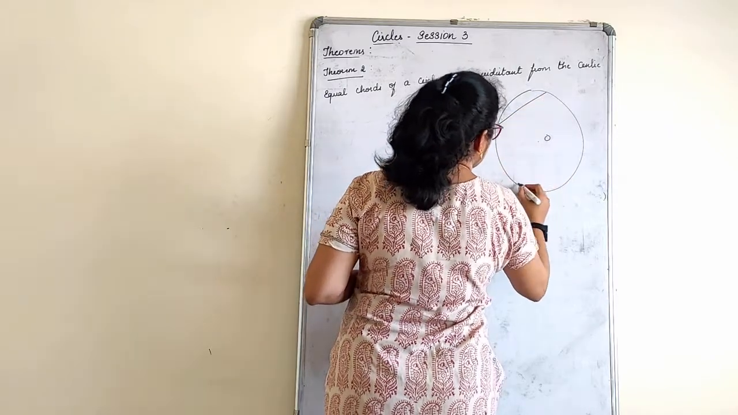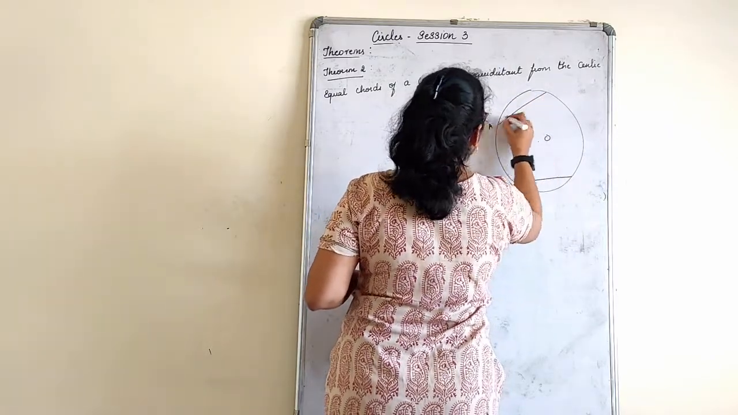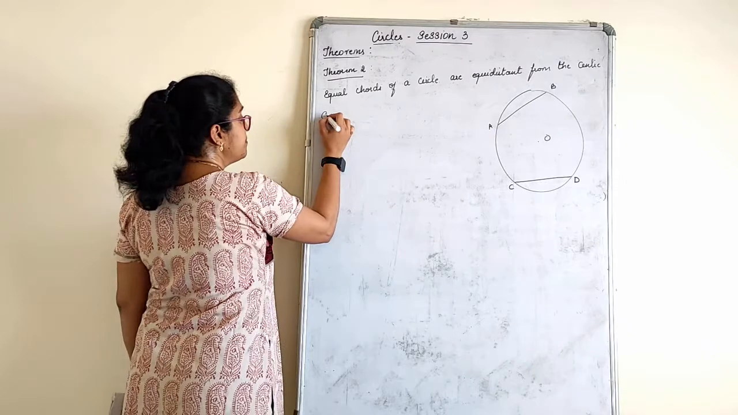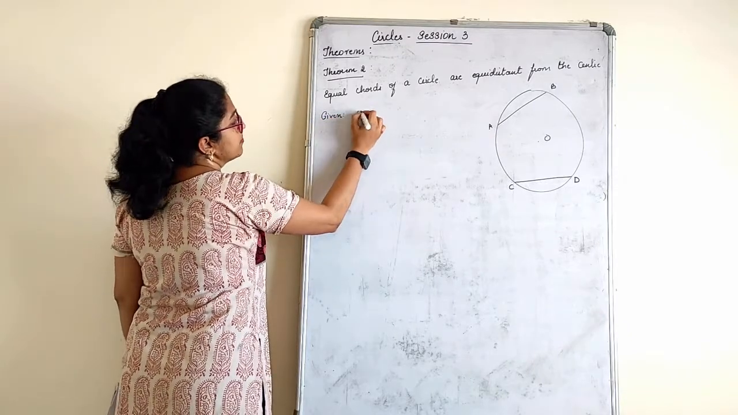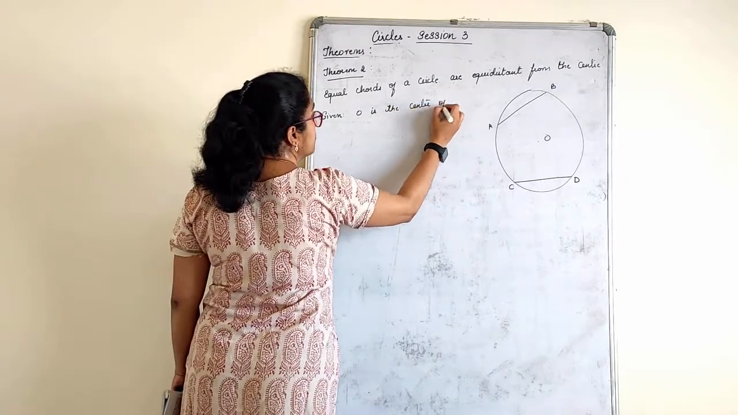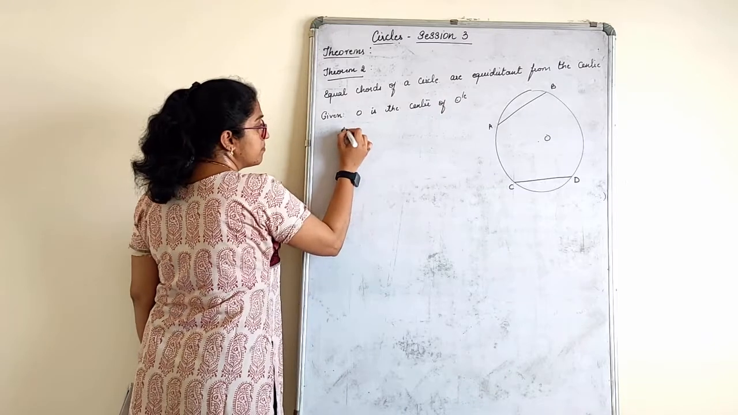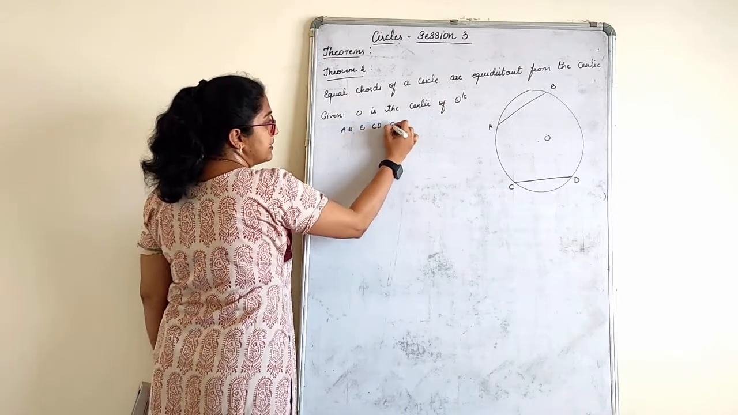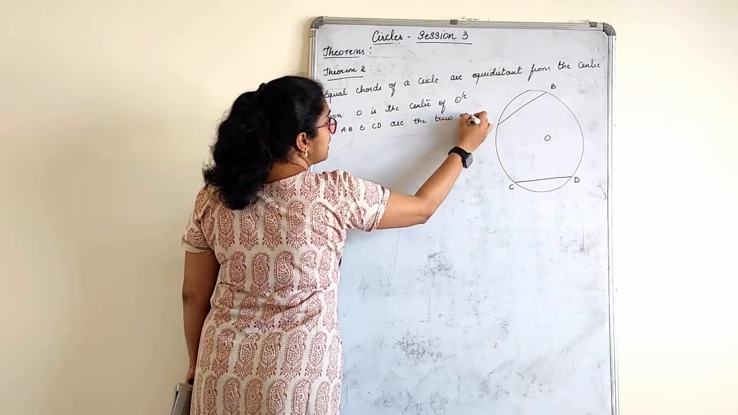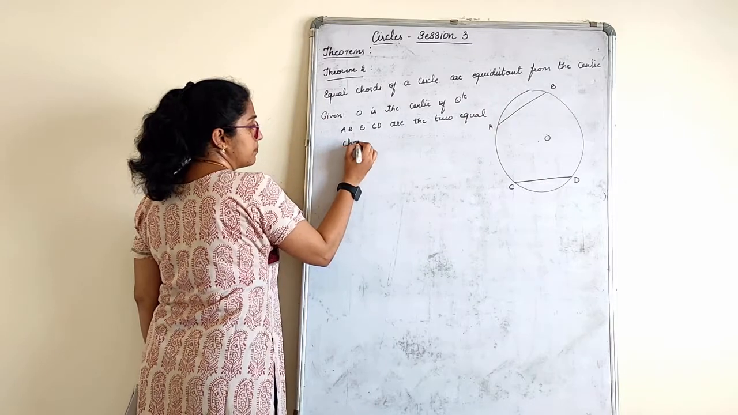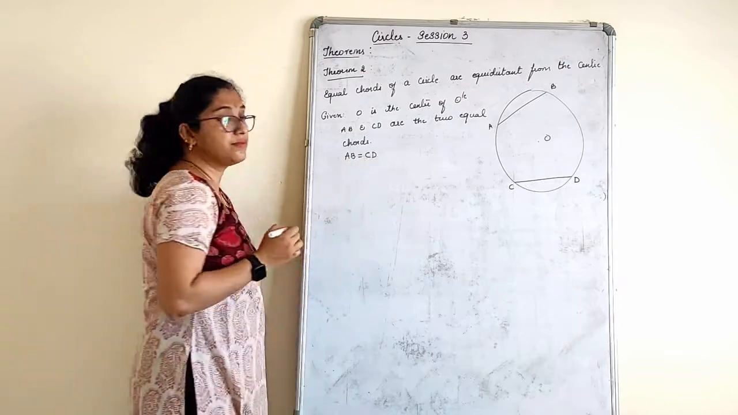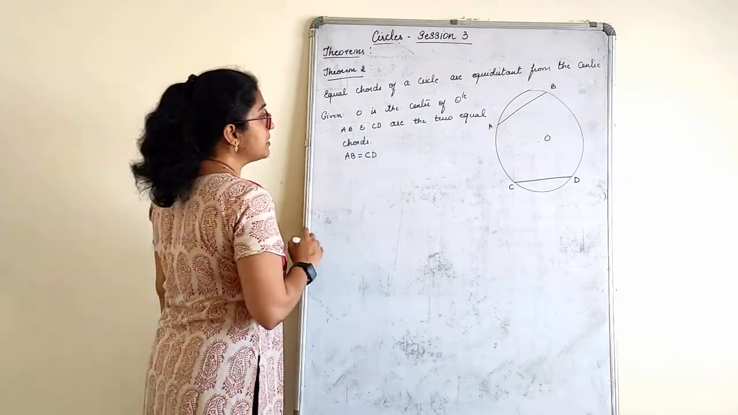Let me consider this is one chord. AB and CD are the two equal chords given. O is the center of the circle. AB and CD are the two equal chords. Therefore, AB is equal to CD. Okay, they are equidistant from center.